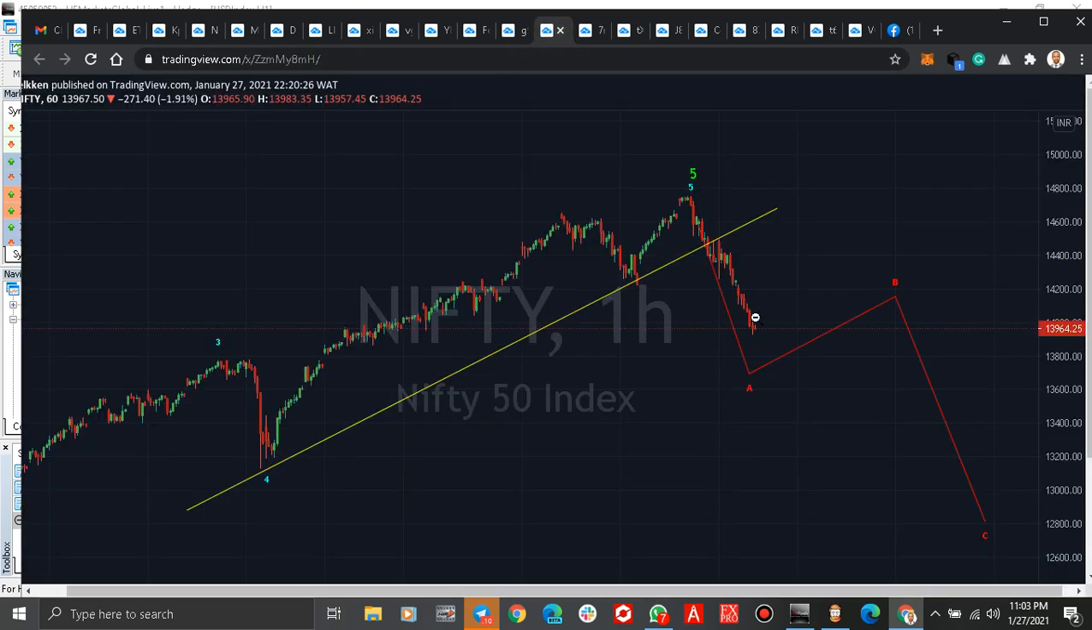You can see 1 hour. As I said, I expect wave A to drop a bit before we wait for wave B to trade wave C. Okay.